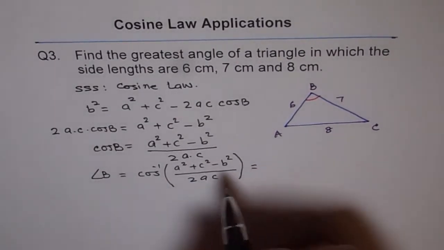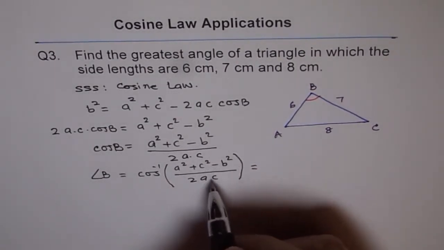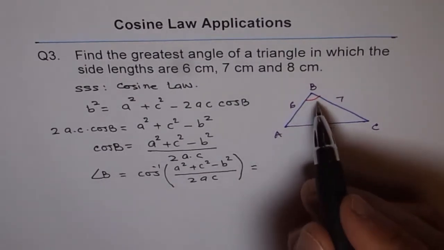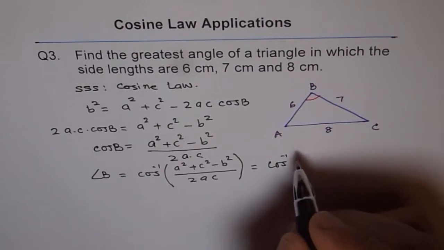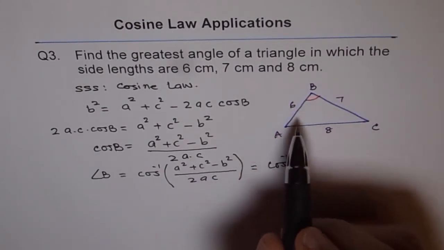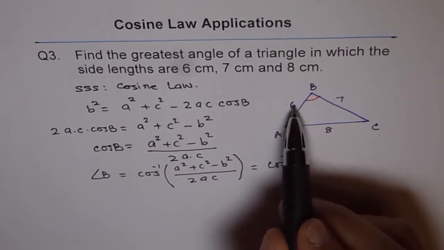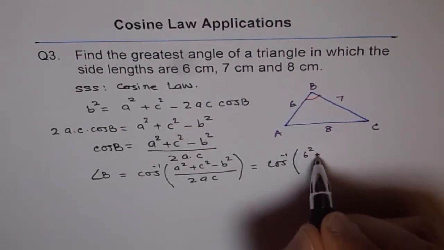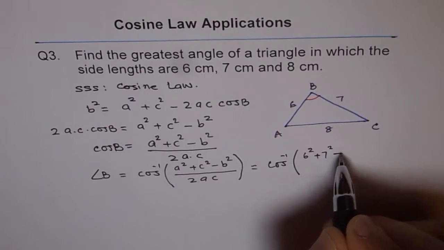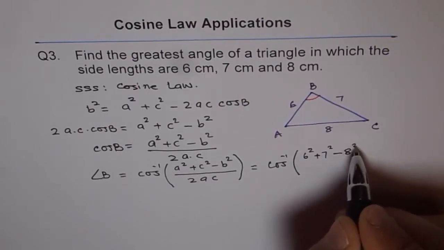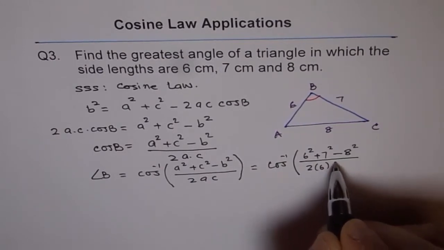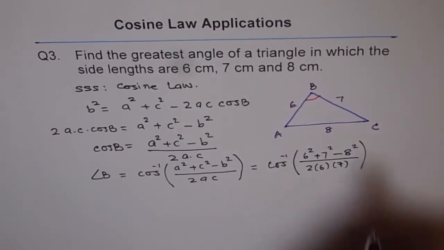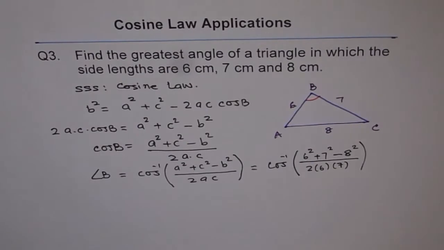So here we know all the sides. So we can plug in the values and figure out what this angle is, right? So it is cos inverse of, always see this, if this is the angle, then these are the two sides which you have to take. So we have 6 squared plus 7 squared minus the opposite side, which is 8 squared, divided by 2 times 6 times 7, right? And now we can use the calculator and find the answer.